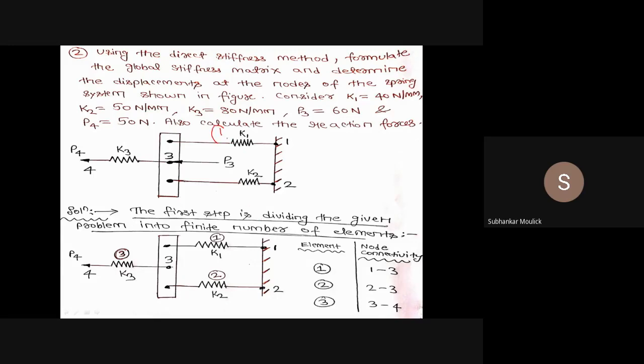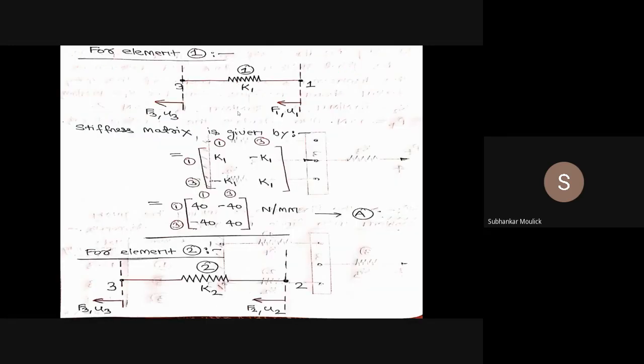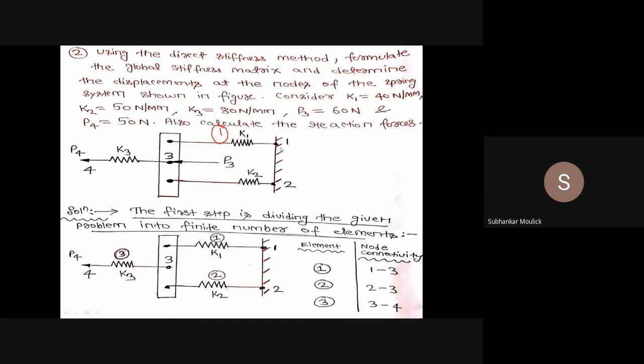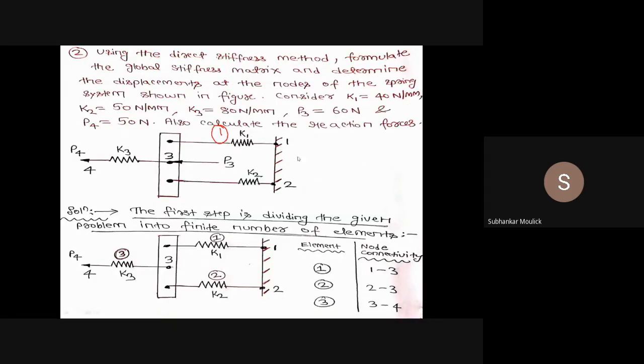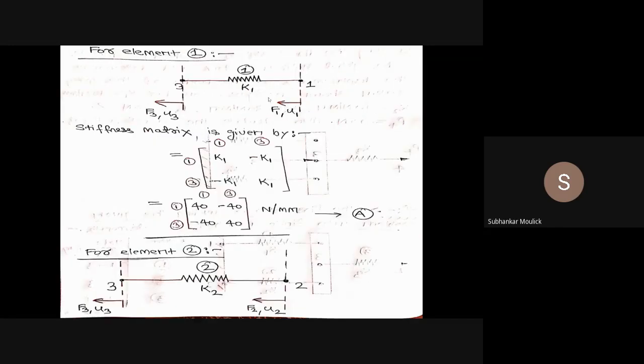For element number 1, what will be my local element stiffness matrix? So this is my element number 1. I can see very clearly that element number 1 is connected between node 1 and node 3. Since node 1 is a fixed end, let us assume that the force acting on the first node is F1 along the negative x direction. If at last my answer for F1 comes out to be negative, that means I have taken the wrong direction, and the direction will be along the positive x axis. So this is my F1.